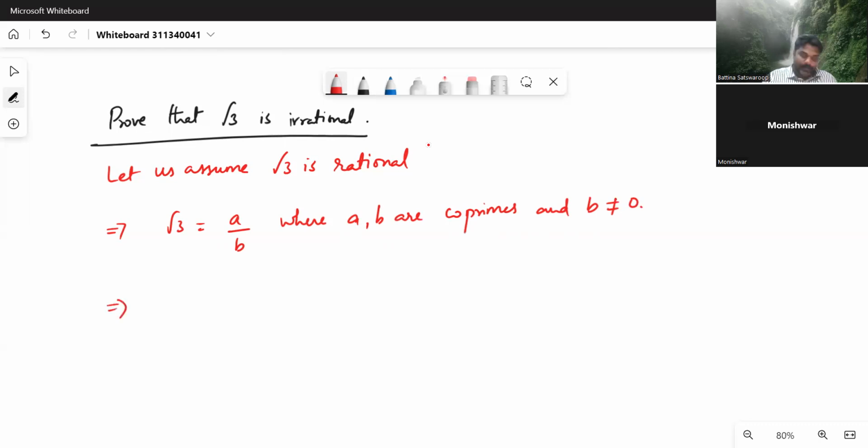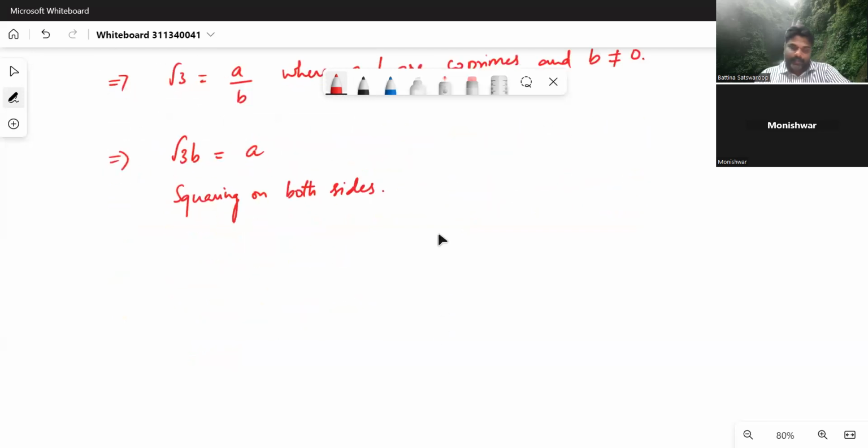And what will happen now? The root square on both sides will be equals to a. I will square on both sides. Squaring on both sides. What will happen now if I square on both sides? 3b square will be equal to a square. That means b square is equals to a square by 3.